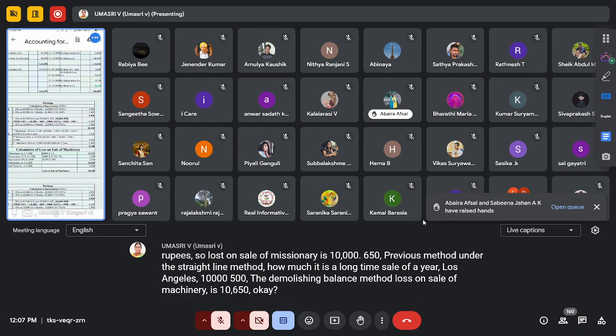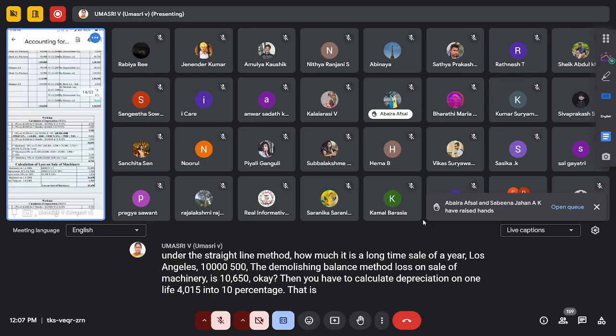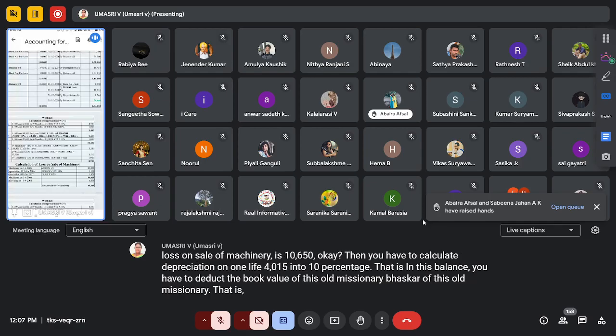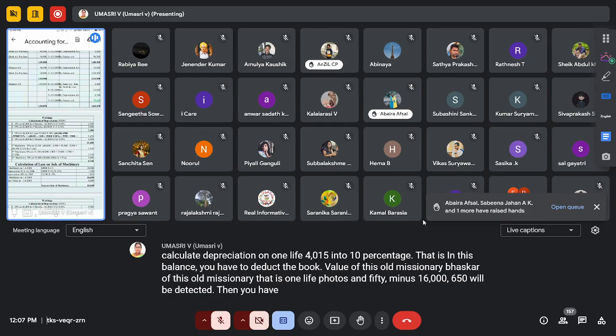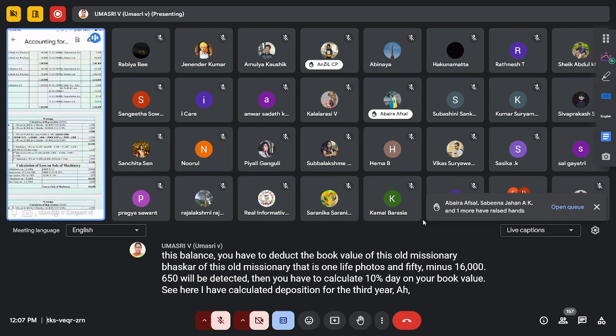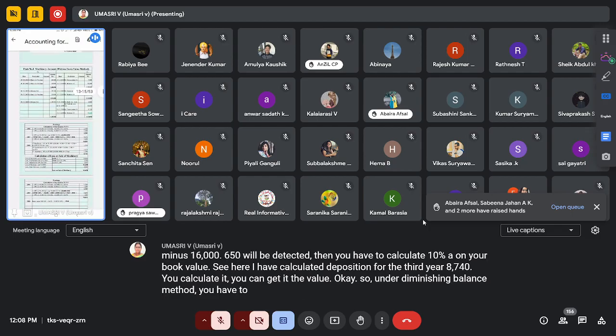Okay. Then you have to calculate depreciation on 1,04,050 into 10%. In this balance you have to deduct the book value of the sold machinery. The book value of the sold machinery, that is 1,04,050 minus 16,650, you deduct it. Then you have to calculate 10% on your book value. See here, I have calculated depreciation for the third year, 8,740. You calculate it, you can get the value. Okay. So under the diminishing balance method, you have to do it this way.